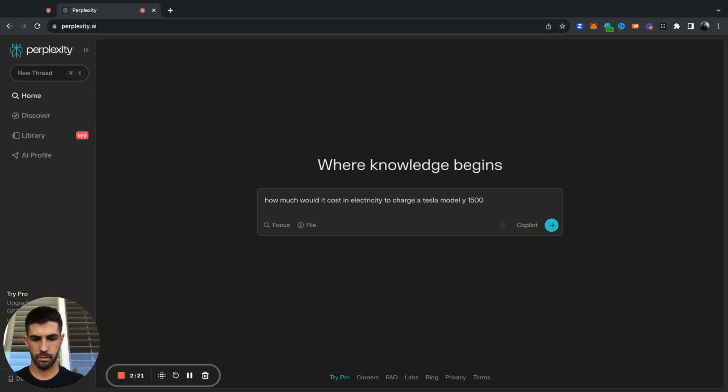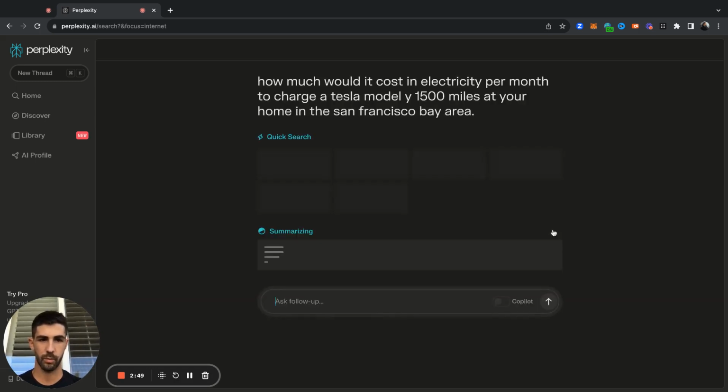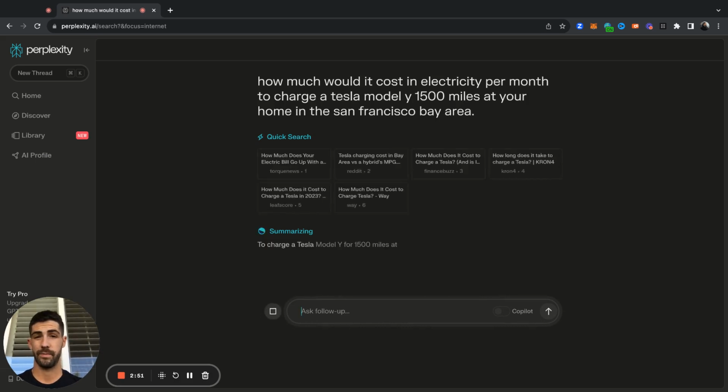1500 miles. This is a lot of miles per month. How much would it cost in electricity per month to charge a Tesla Model Y 1500 miles at your home in the San Francisco Bay Area? This is key because everybody's electricity rate is different. We have PG&E out here, which is quite high.